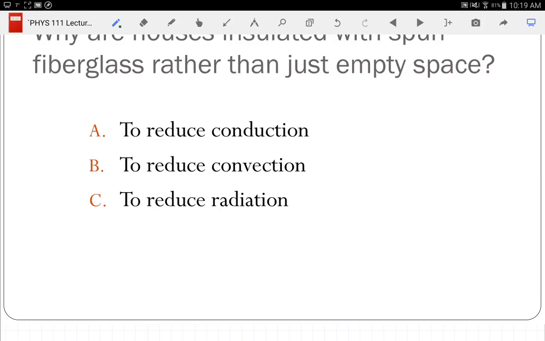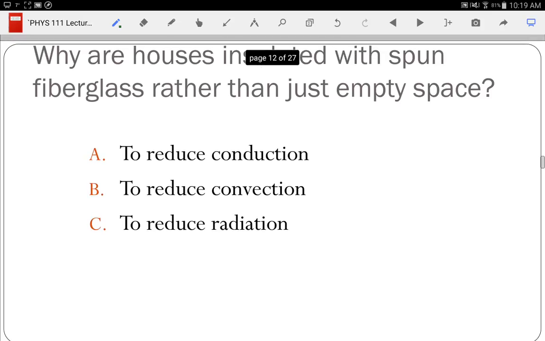That's its usefulness. Okay, now we're going to talk about heat. Maybe we won't talk about heat in our last minute. I guess we'll talk about heat next class period. We'll have Tyler talk about everything. But I want to end with this question: why are houses insulated with spun fiberglass rather than just empty space?